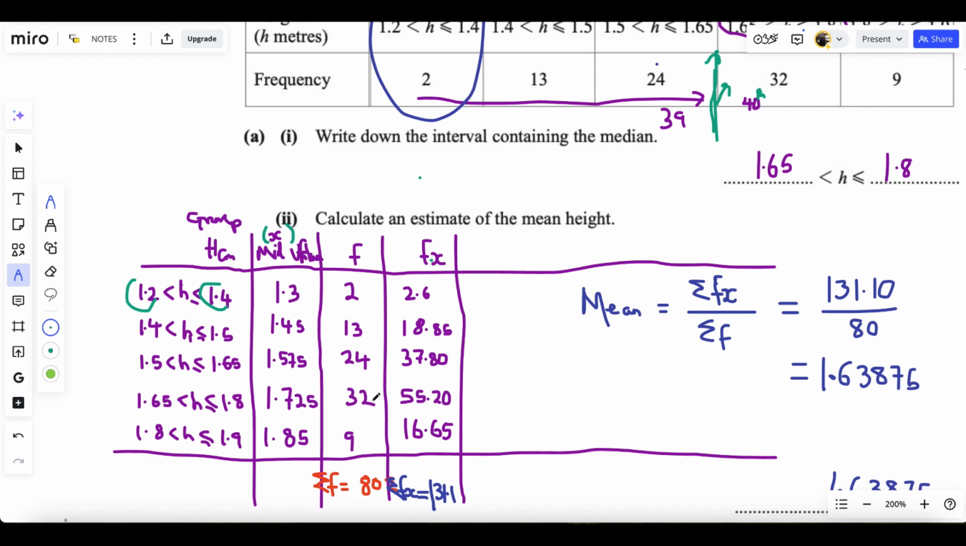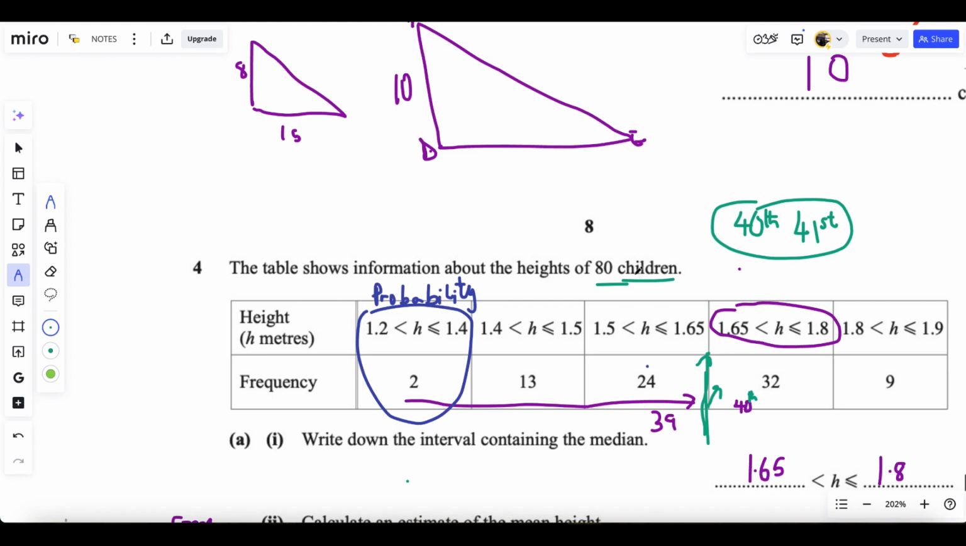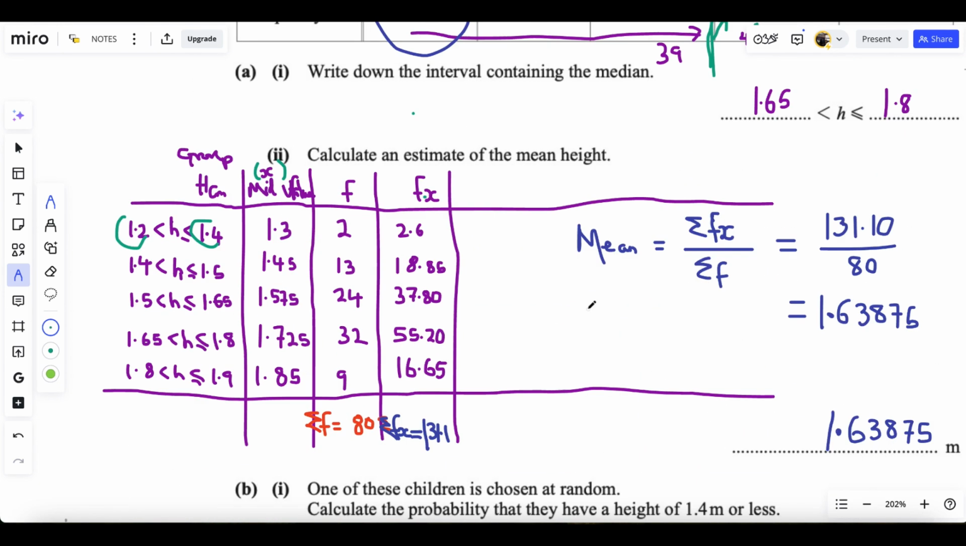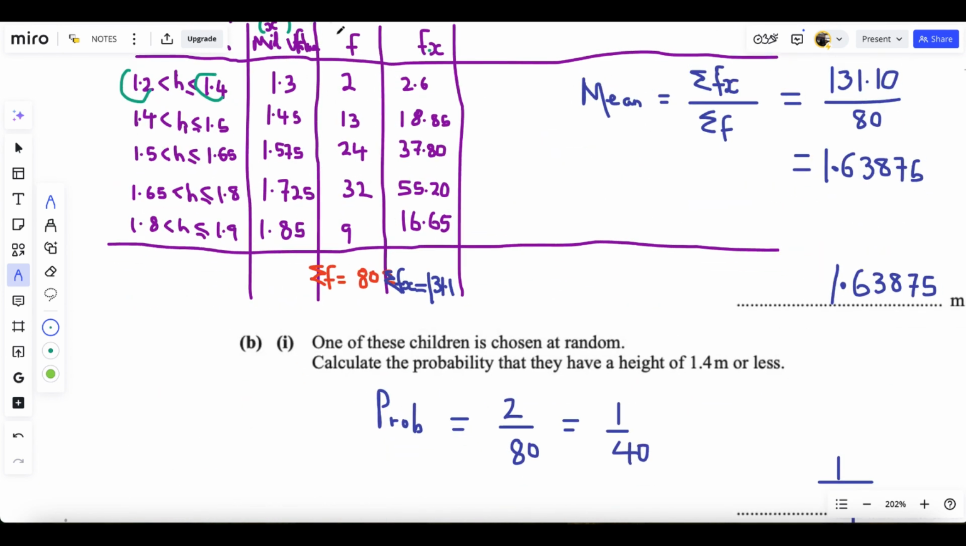1.725 multiplied by 32, I'll get 55.20. 1.85 times 9, I'll get 16.65. So the next thing to do is to find sigma f. That means the sum of the frequency. They already told us from the question, they say 80 children. So if you sum all the frequency, you must get 80. Add this 2 plus this plus this plus 24 plus 32 plus 9, you're going to get 80. Okay, because they've already told us.